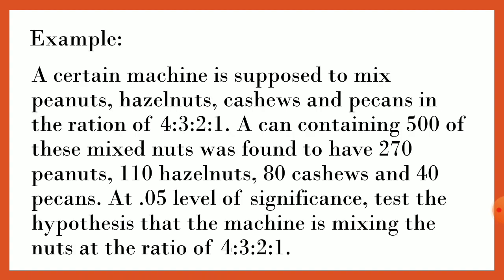For example, a certain machine is supposed to mix peanuts, hazelnuts, cashews, and pecans in the ratio of 4:3:2:1. A can containing 500 of these mixed nuts was found to have 270 peanuts, 110 hazelnuts, 80 cashews, and 40 pecans. So these are your observed frequencies. At 0.05 level of significance, test the hypothesis that the machine is mixing the nuts at the ratio of 4:3:2:1.